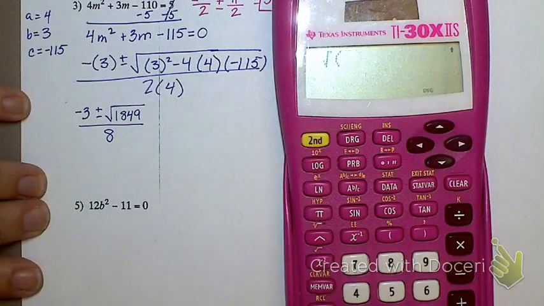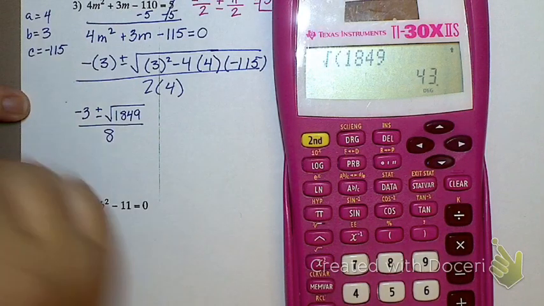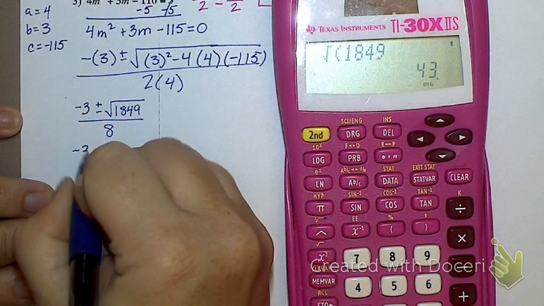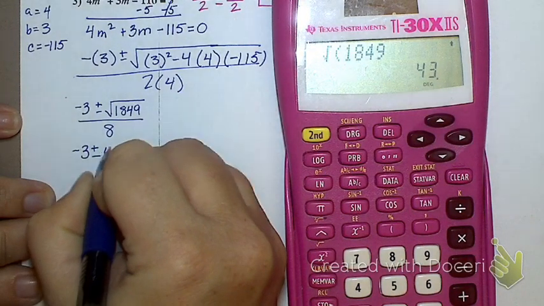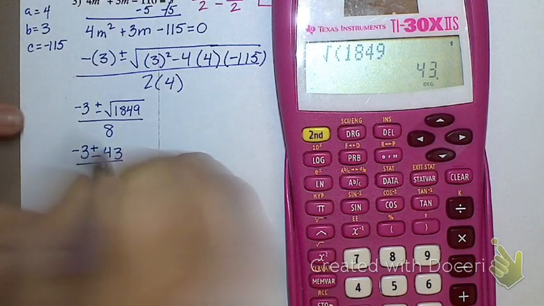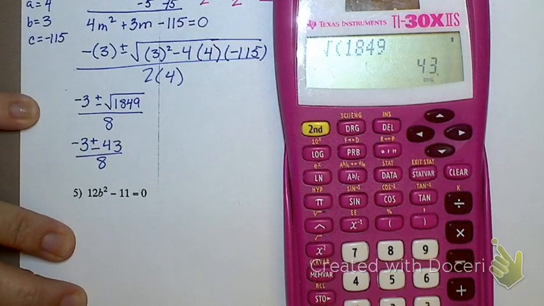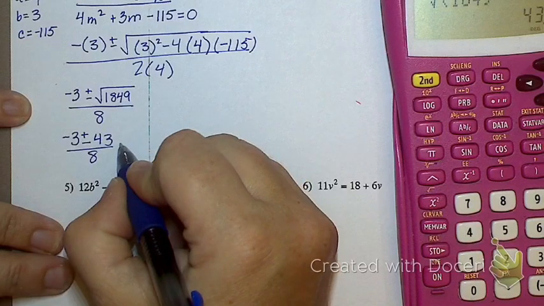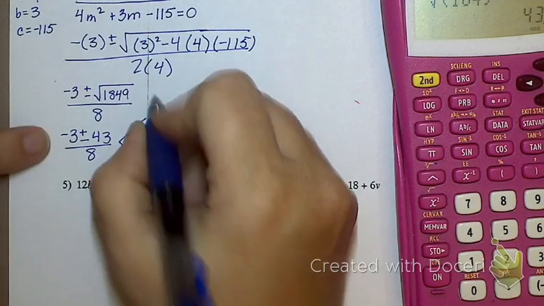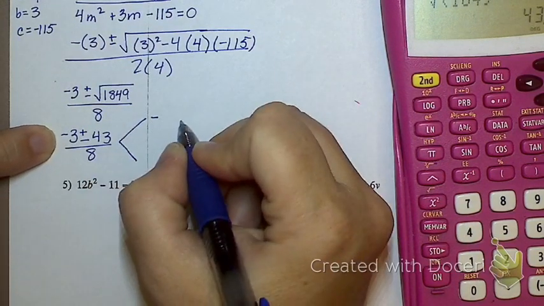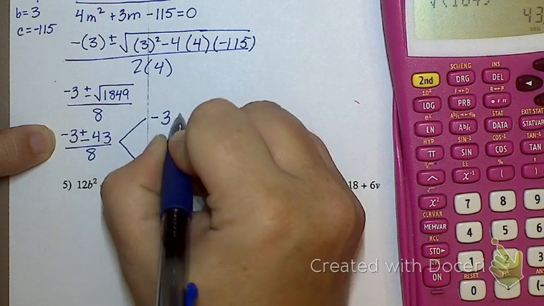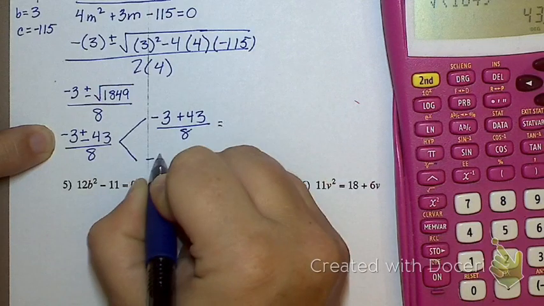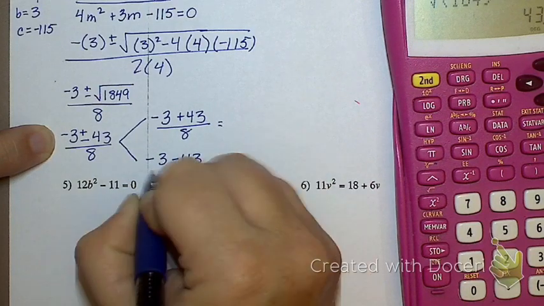Square root of 1849 is 43. Yay! Negative 3 plus or minus 43 all over 8. Okay, how do I get my two answers from here? It's negative 3 over 8. I don't have to because I have all nice numbers. Watch. Negative 3 plus 43 over 8. And negative 3 minus 43 over 8.